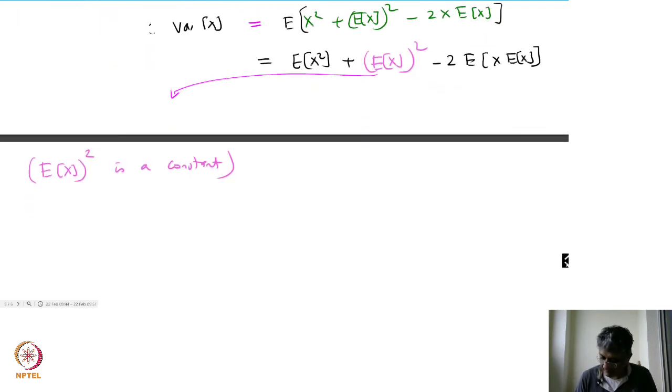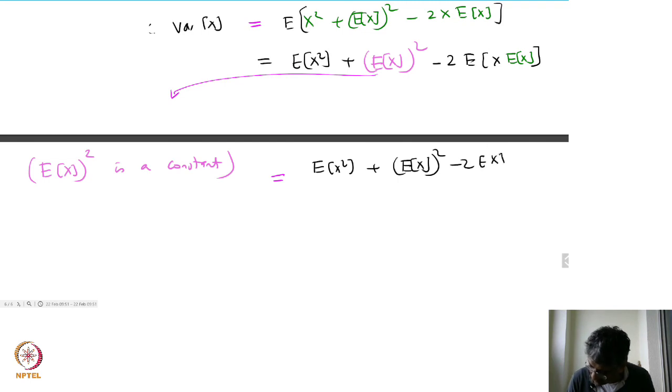Very good. Now, here again, E of x is a constant, so I can pull it out. So it's the same as E of x squared plus E of x the whole squared from the previous line, minus 2, E of x comes out, the green one comes out, and I have E of x again. So if I do the algebra properly, what will I get? I just get E of x squared minus E of x the whole squared. That's the answer.